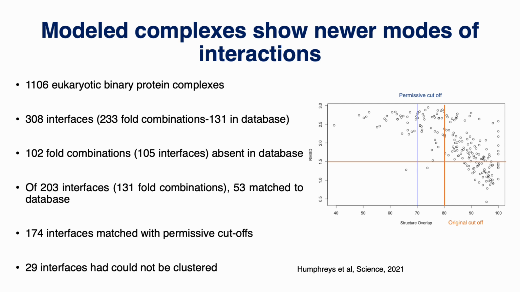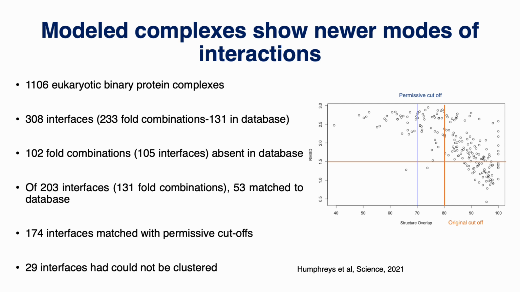But if we allowed a more permissive cutoff, 174 interfaces could be matched, and because it's a model complexes, we might need to be a bit more permissive with our cutoffs. However, there are 29 interfaces that could not be clustered, which gave some more ideas of newer modes of interactions that couldn't be seen in the PDB.